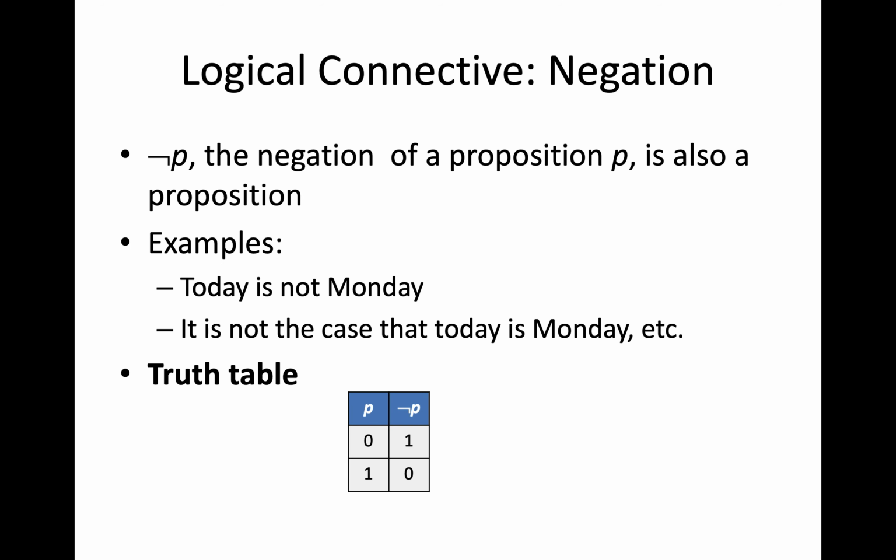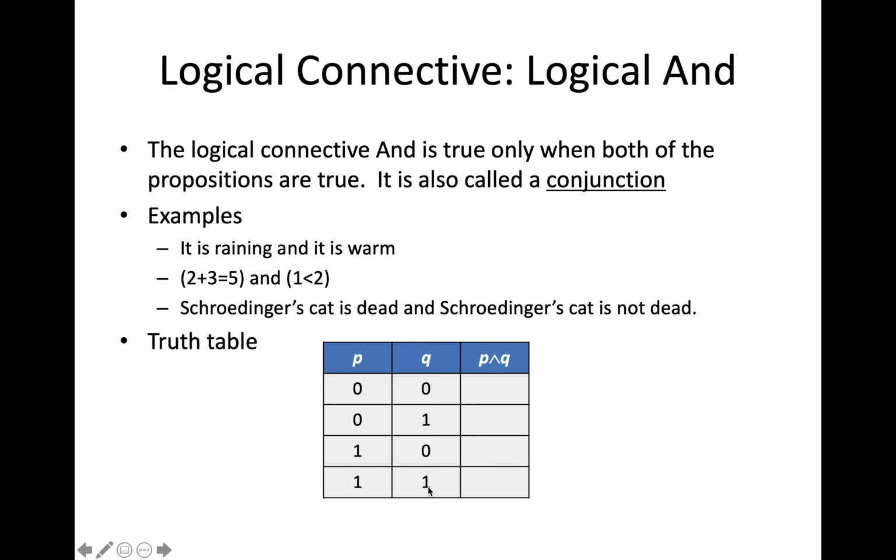So let's talk about negation first. Negation is this specific thing called negation of P, which is the way you say it is called not P, right? So today is not Monday. It is not the case that today is Monday. These are exactly what those are. So if the truth table has P as 0 and 1, then not P flips over and becomes exactly the opposite. Your false statement becomes true, your true statement becomes false.